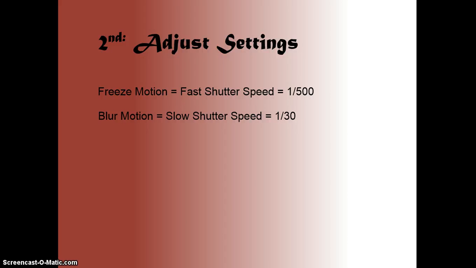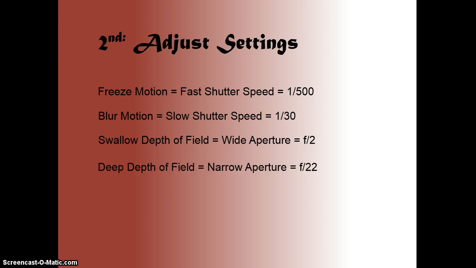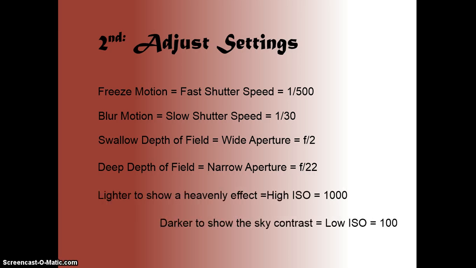For frozen, you want to have a low shutter speed. For blur, you want to have a high shutter speed. For shallow depth of field, you want a wide aperture. And for deep, you want a narrow aperture. For lighter and darker, you want to adjust the ISO up and down.